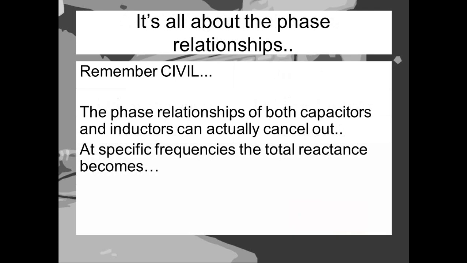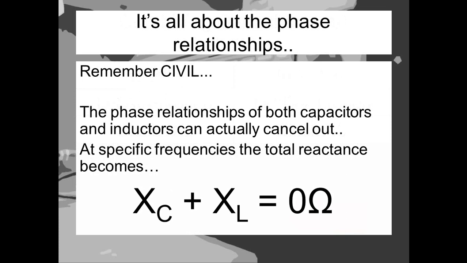So it's all about CIVIL. The phase relationship of both capacitors and inductors can actually cancel each other out. And at specific frequencies, the total reactance becomes zero. Now, this actually involves complex numbers and imaginary numbers. The full explanation is beyond the scope of this course, you just need to understand that at certain frequencies, if you combine the two devices together, effectively you can get the resistance to the flow of a signal to become zero.